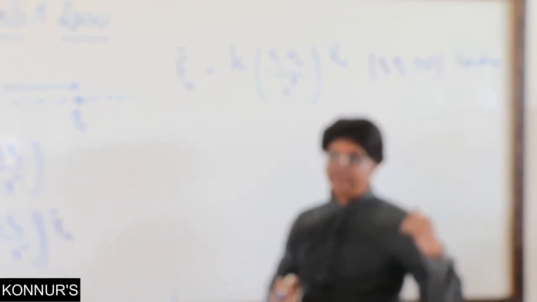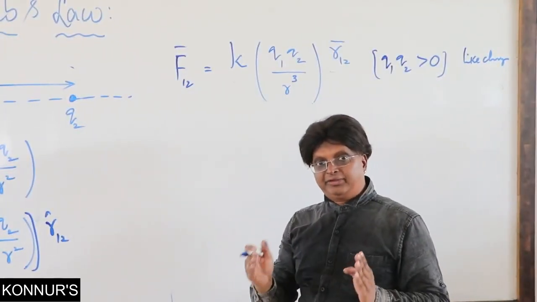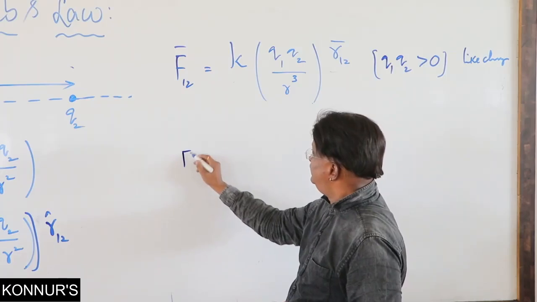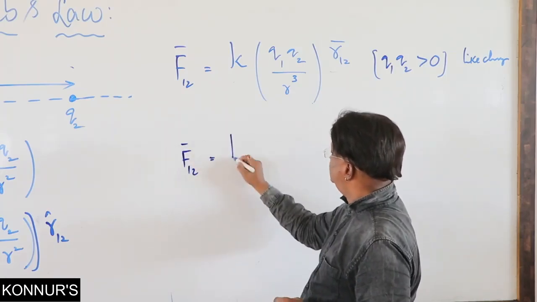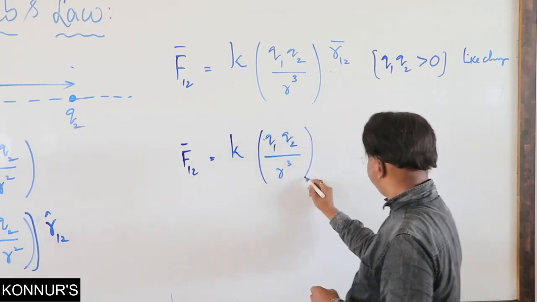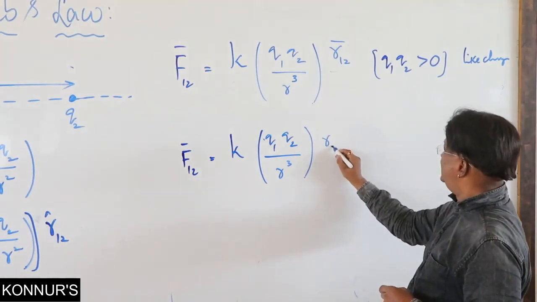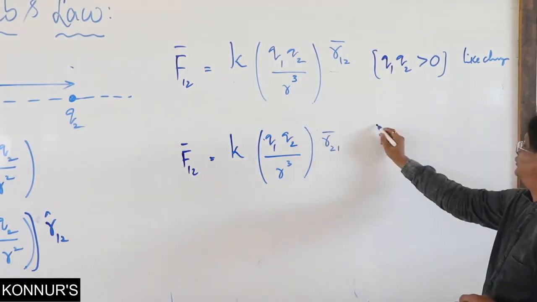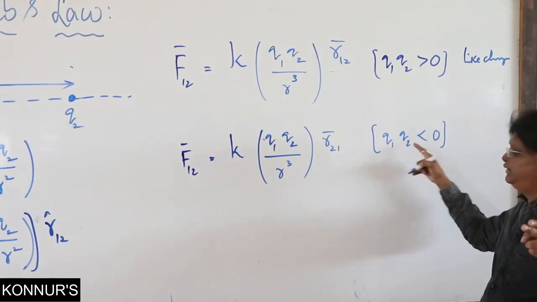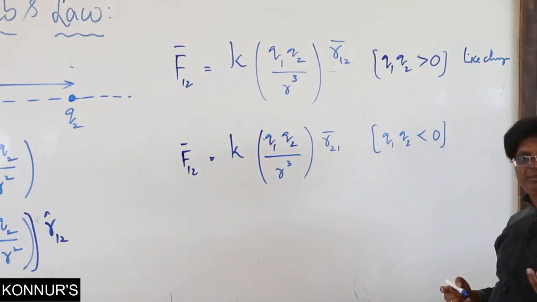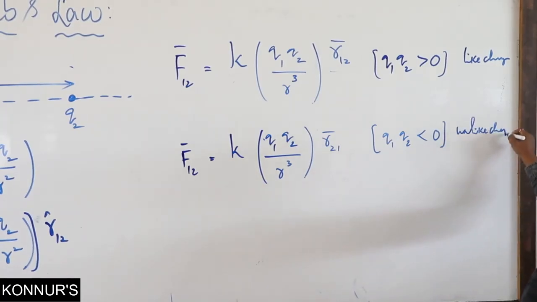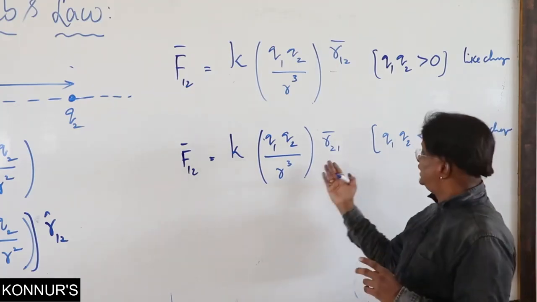F12 bar earlier was away from Q2, whereas if it is unlike charges, F12 bar will be towards Q2. The vector is reversing. Therefore, I will write F12 bar is K times Q1 Q2 by R cube times, now I will write it as R21 bar. So this is for a system of unlike charges, and hence I am writing Q1 Q2 less than 0. Positive, negative multiplied, we are getting a negative value, less than 0. So this is for unlike charges. So this is how we write the expression.